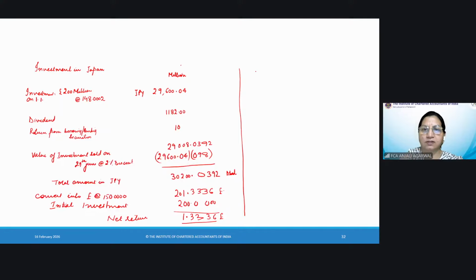Okay. So where do you have gain more? Here it was in JPY 1.3336 million pounds. And in US 1.3335 million pounds. So where do we have more net gain? The more net gain is definitely in Japanese investment. However, the difference is very small.